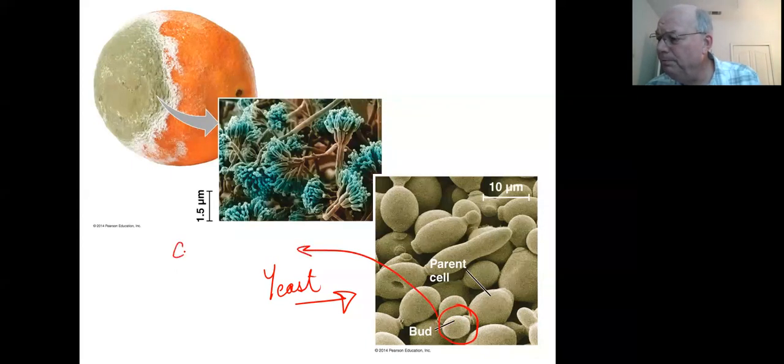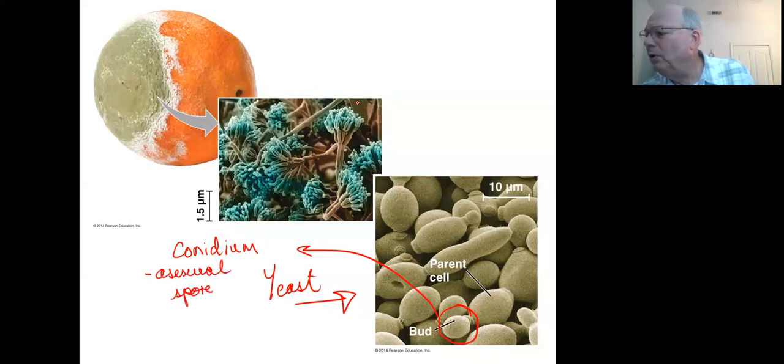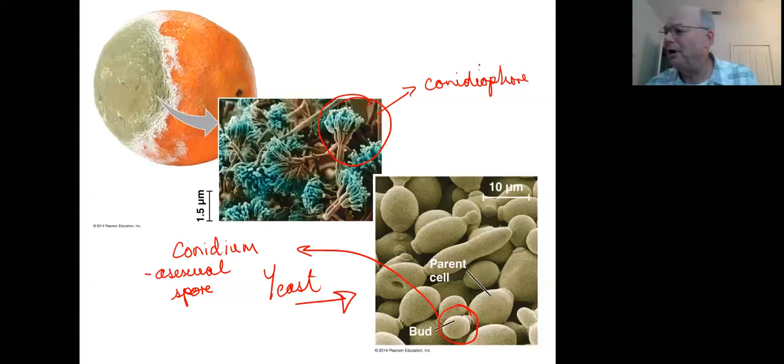This is called a conidium. And it's an asexual spore. So what you're looking at here is a structure called the conidiophore, and it is an asexual structure. And you can see on the tip little buds that look very much like the bud on the yeast cell.